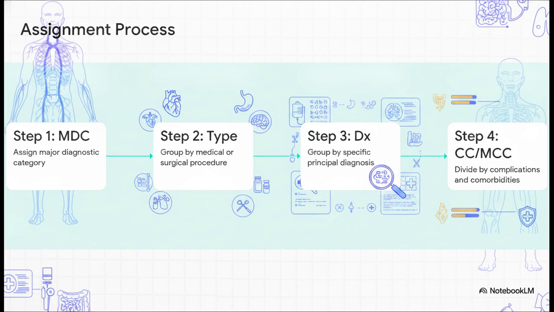Step 2, it splits based on whether the doctors did surgery or just provided medical treatment. Step 3 zeroes in on the specific principal diagnosis. And finally, Step 4 makes the ultimate division based on how severe the patient's illness actually is.